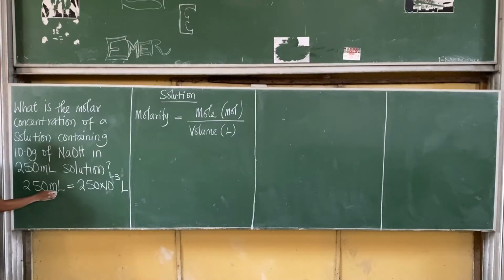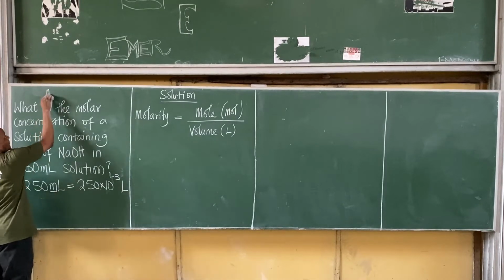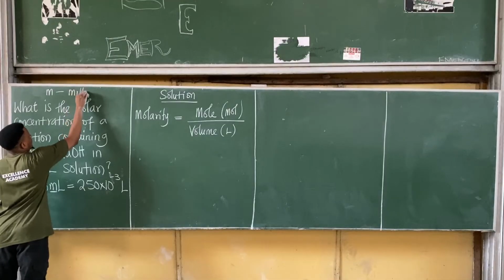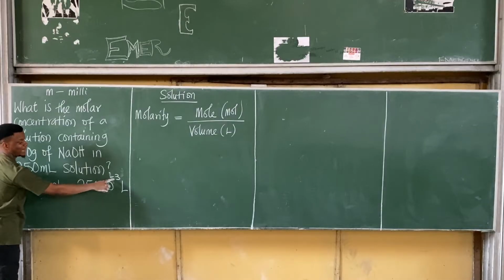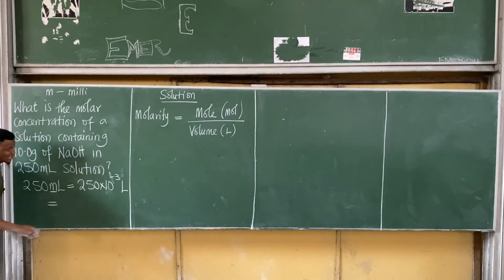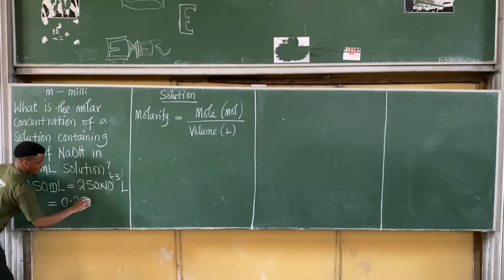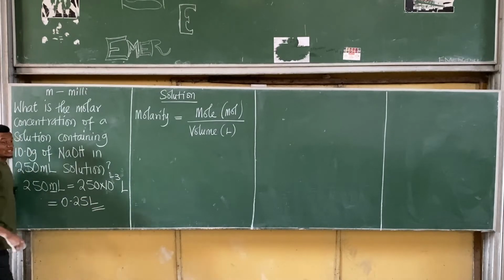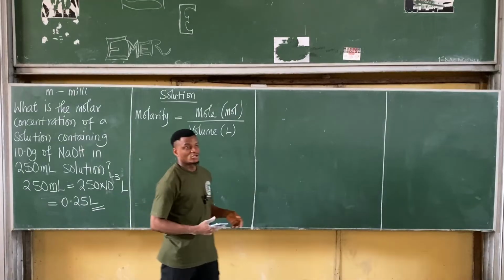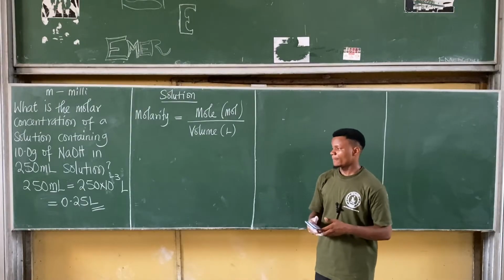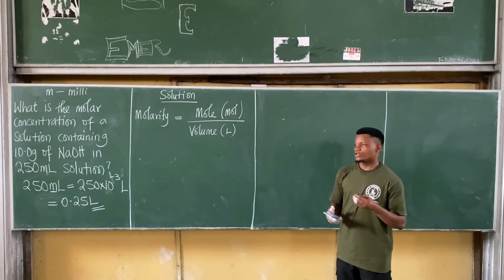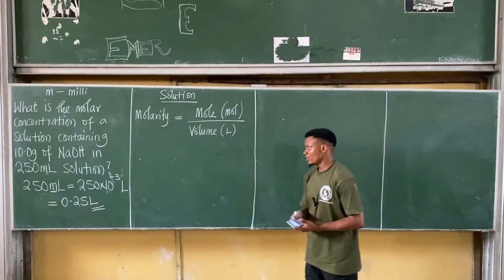Please take note, the m means milli, and milli is an abbreviation which means 10 to the power minus 3. If I convert this now, 250 times 10 to the power minus 3 gives me 0.25 liter. So that's the value in liter, 0.25. Your calculator can also give you 0.250. It's the same thing. Whether it's 0.25 or 0.250, they're the same thing. All right, so I've got my volume.